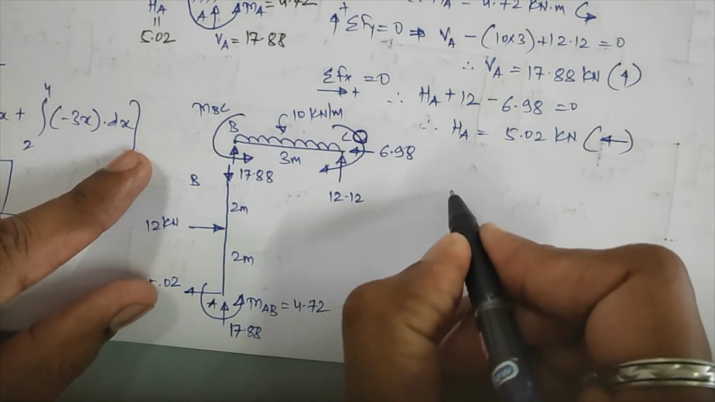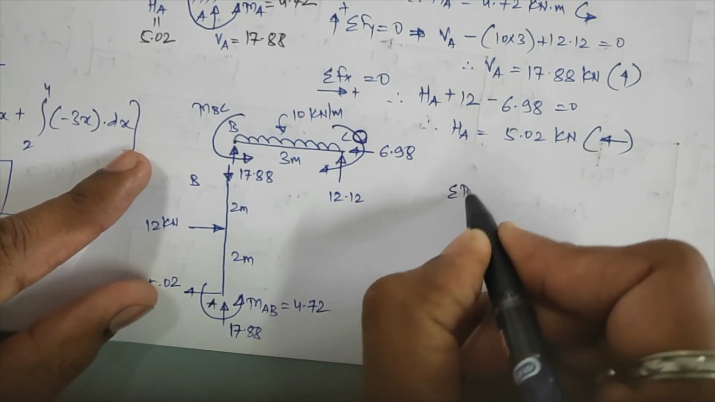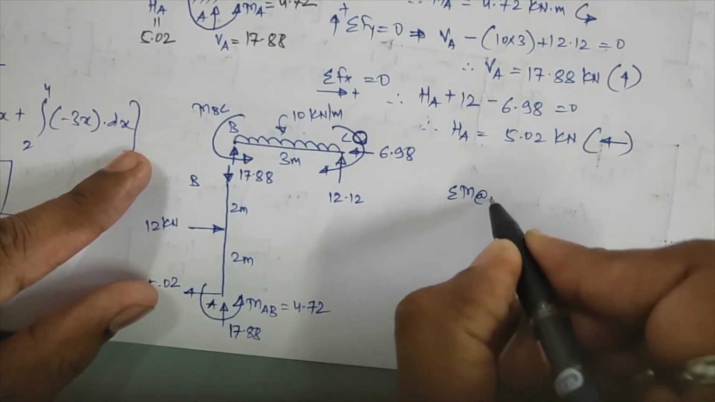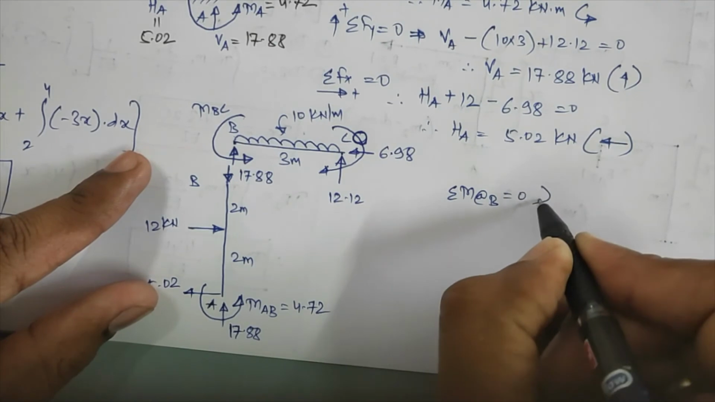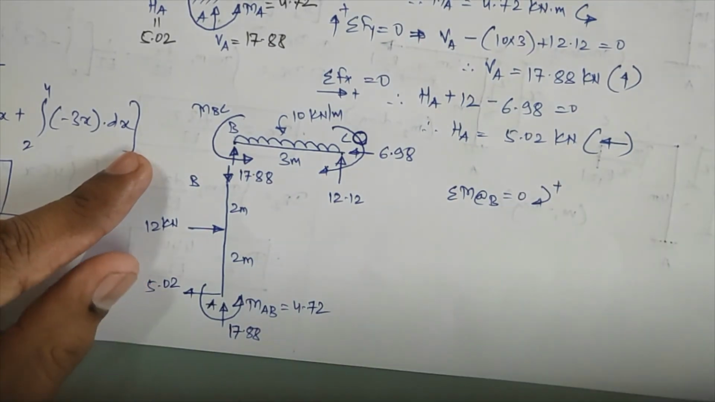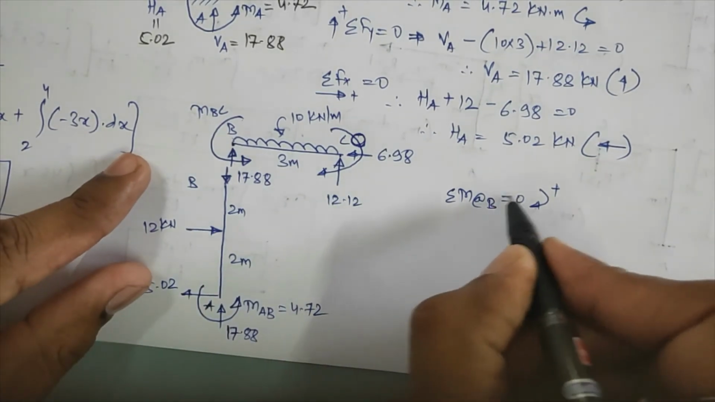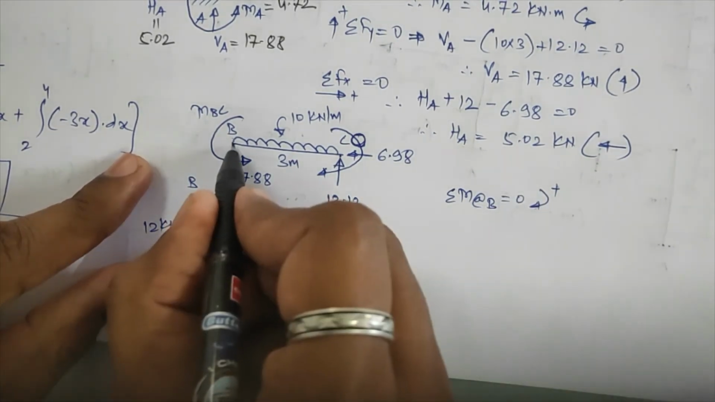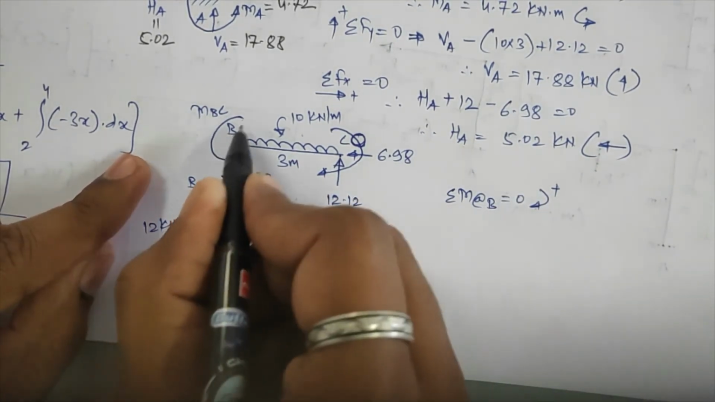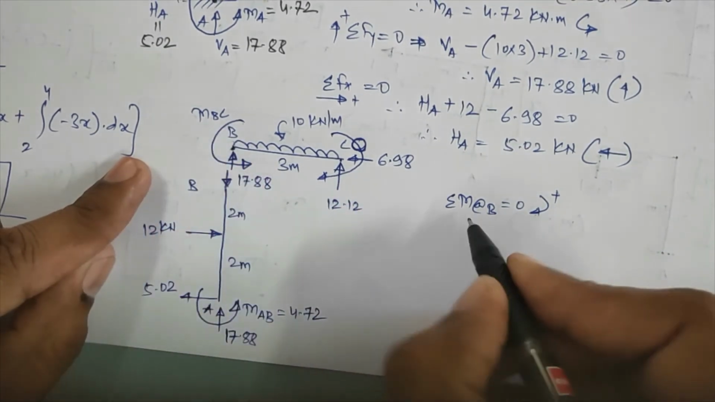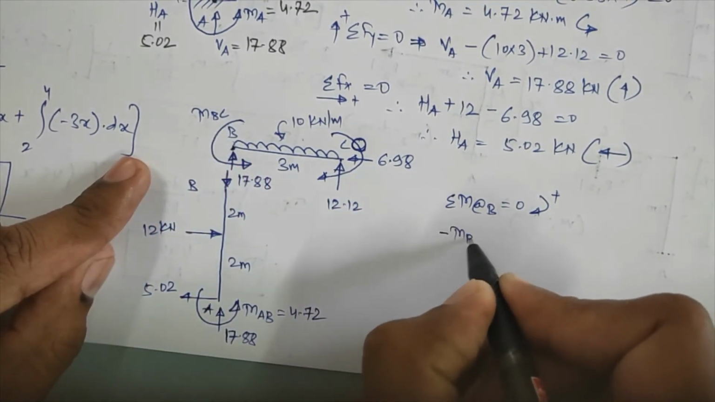So what I'll do, I'll take summation of moment at point B is equal to 0, treating clockwise moments as positive. Okay, so whatever this moment I am getting, I'll take here this condition over there. So you have to take moment at this point over here. So this I'll get as anti-clockwise moment minus of MBC.